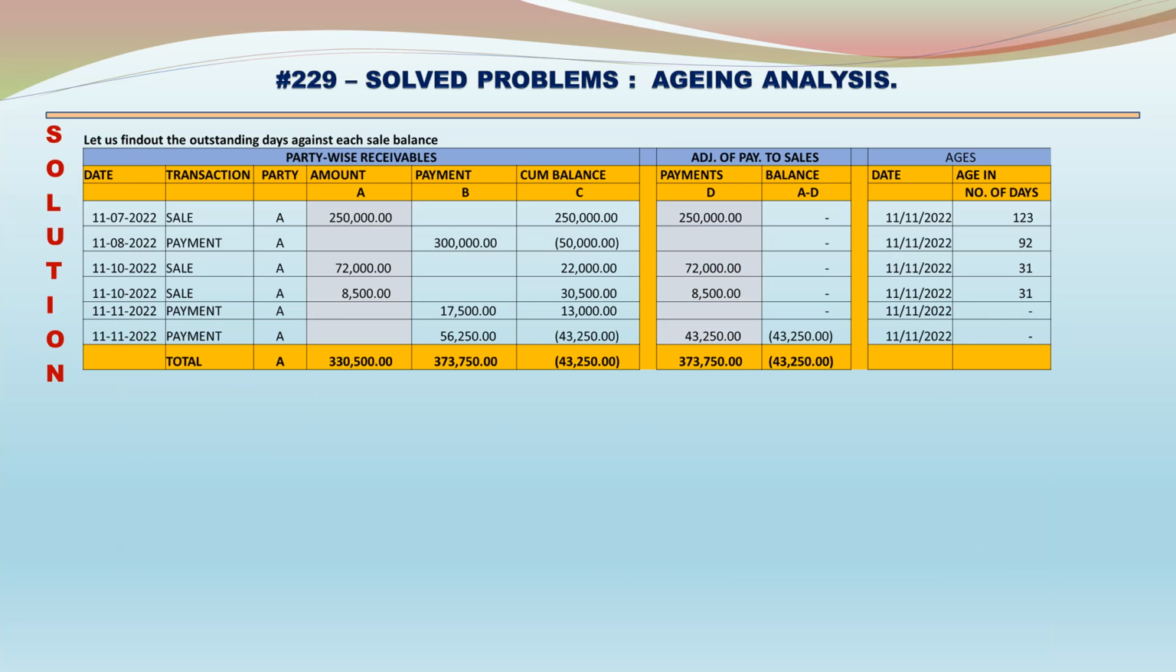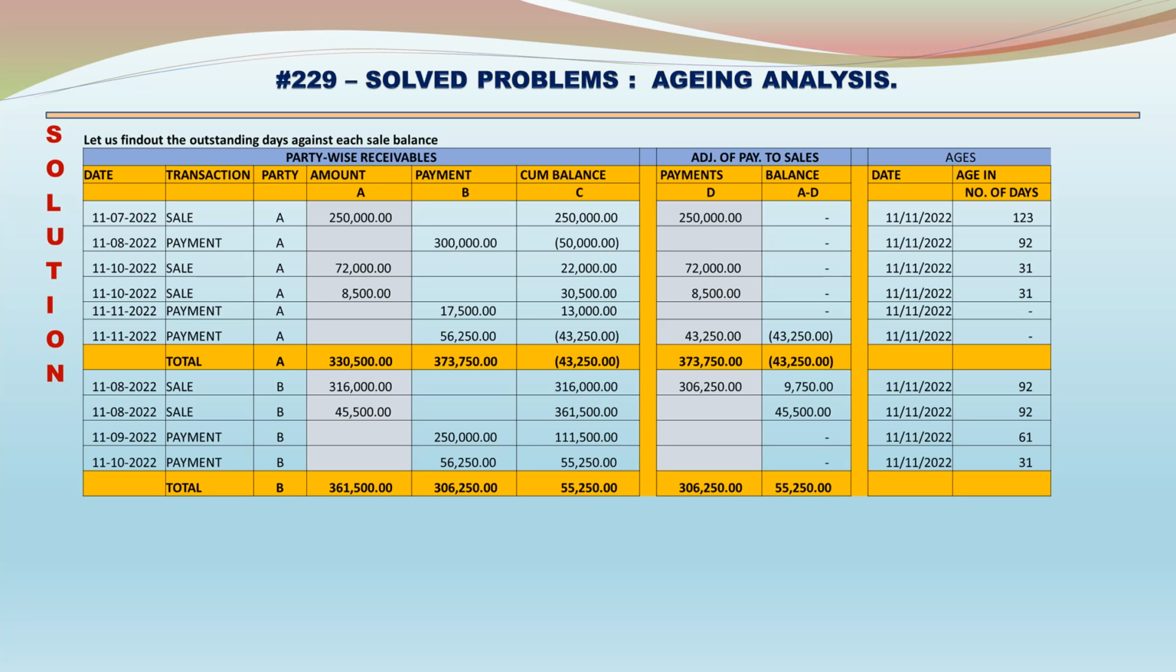Let us find the ages of each transaction. The due date is 11th November 2022, that is the last transaction date. So from the original transaction date to this date, the number of days comes to 123 in the case of A's 7th November sale, 92 days for A's payment on 8th November, 31 days for the sale to A on 10th November, and 31 days for the sale to A on 10th November.